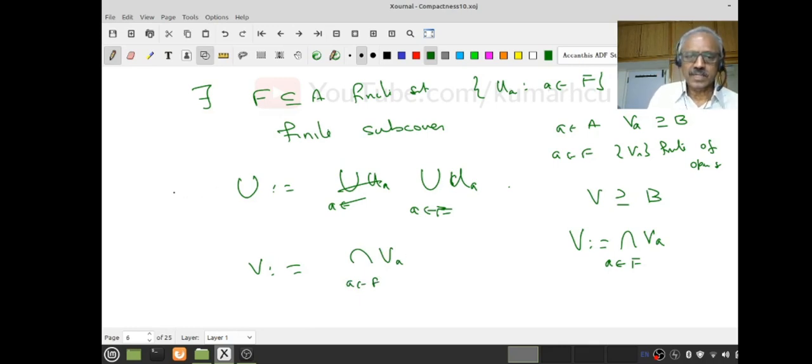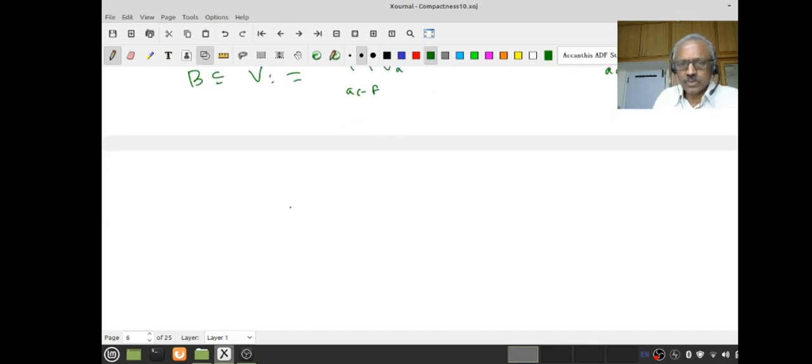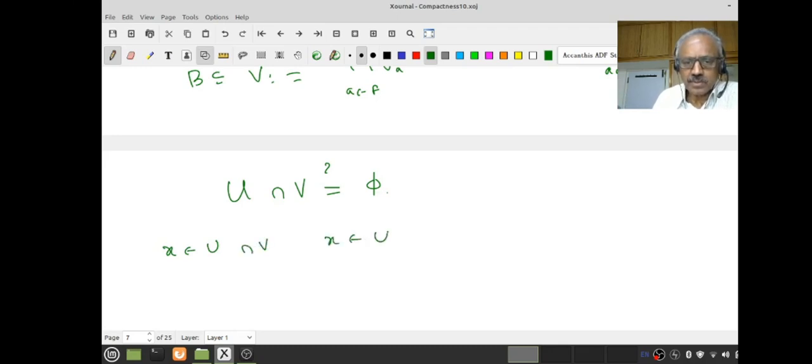So clearly A is contained in this and B is contained in this, because B is contained in each and every V_α, therefore it's contained in the intersection of V_α. Now what remains to be shown? We have to prove that U intersection V is empty. Suppose x belongs to U intersection V. What does it mean? It says x belongs to U and x belongs to V.